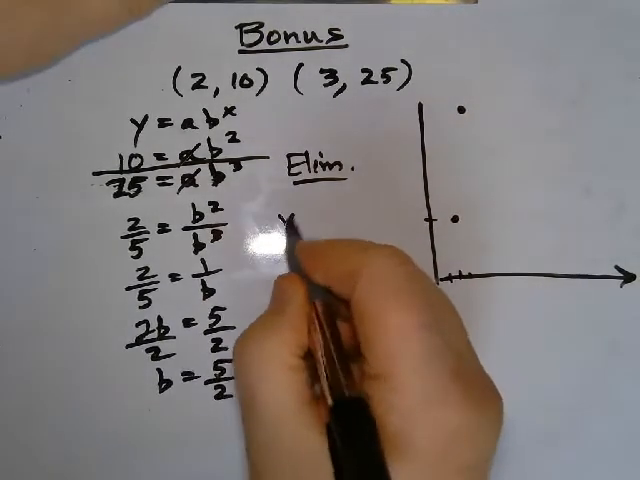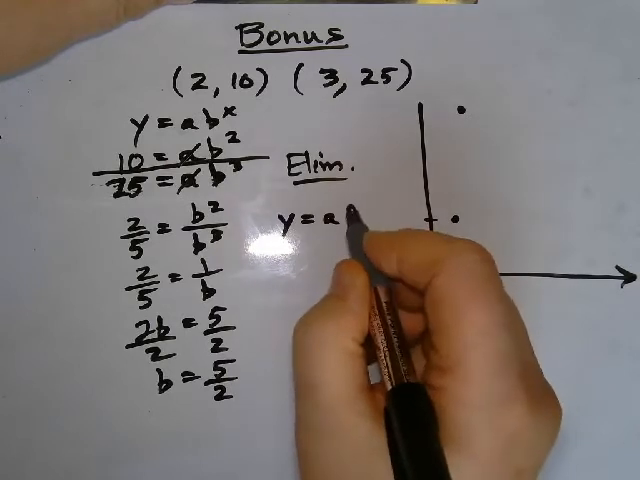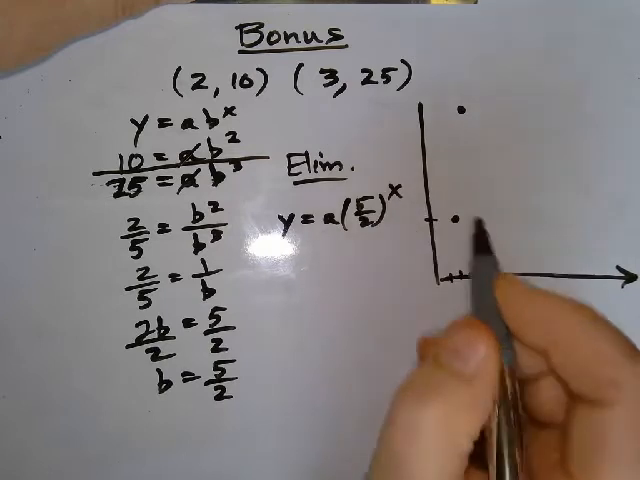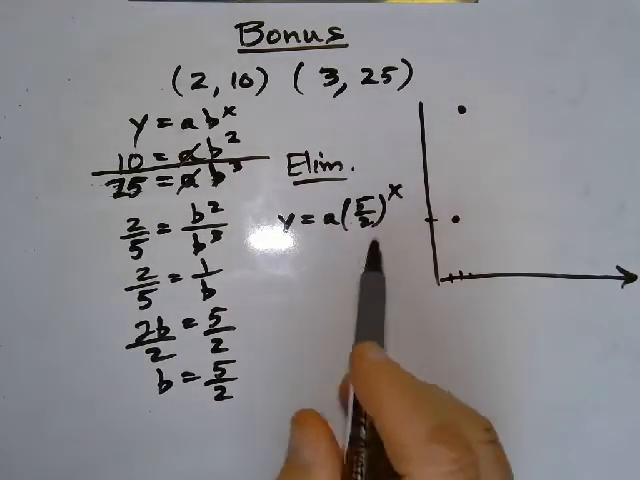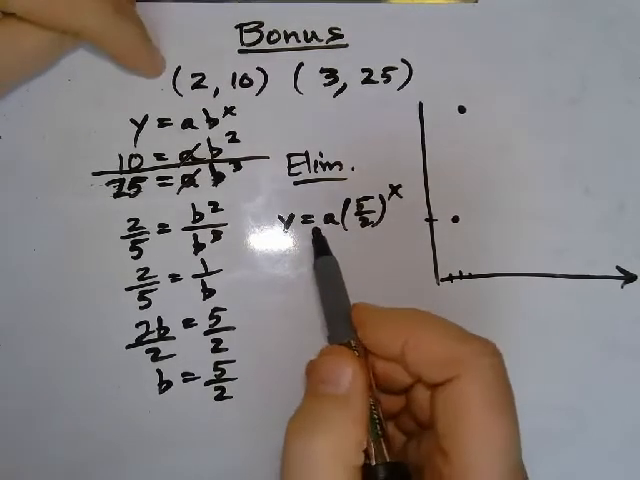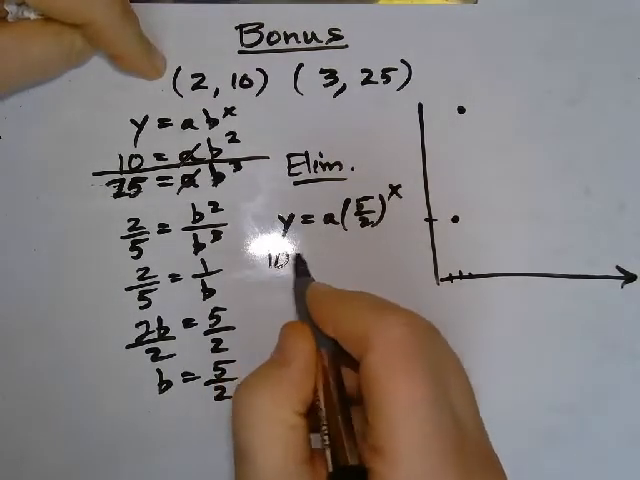Now we have an equation, y equals A, B is 5/2 to the x power. Now we can do like we did in the other one, take either one of these dots up here, it doesn't matter. I think I'll take the 2, 10, put 10 in here.